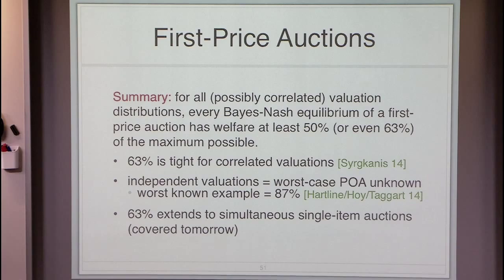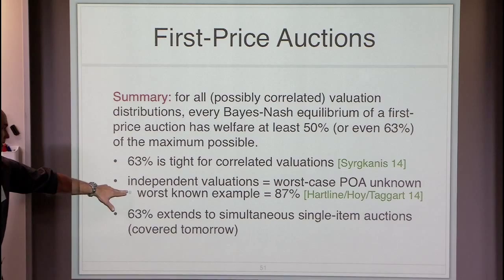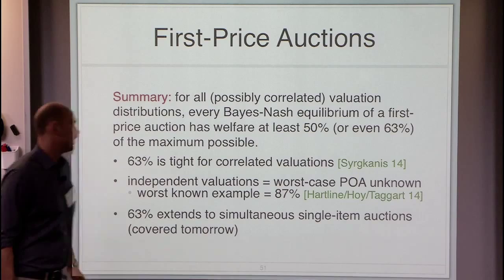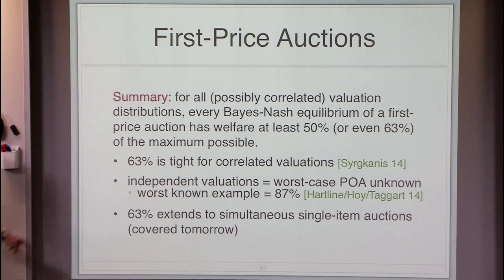As I mentioned, if valuations are independent, we don't know. Maybe someone in the room has a better example and they'll tell me. That would be great. But the best upper bound I could find for the independent case was 87% by Hartline, Hoy, and Taggart. So it's an open question to nail the case of first price auctions with independent valuations.